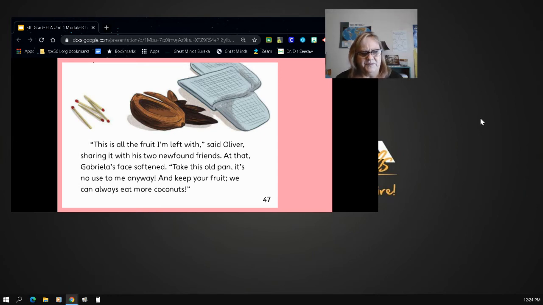This is all the fruit I'm left with, said Oliver, sharing it with his 2 newfound friends. At that, Gabriella's face softened. Take this old pan. It's no use to me anyway. And keep your fruit. We can always eat more coconuts.